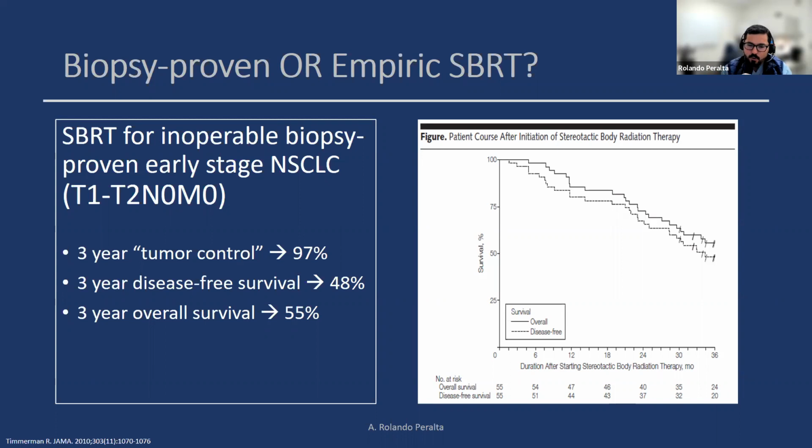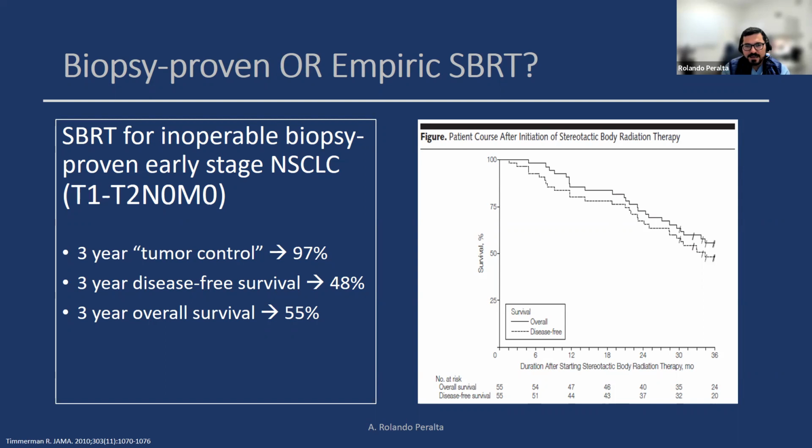They've studied SBRT for inoperable early stage lung cancer. The 3-year tumor control, and I put that in quotations, is 97%. The reason why I put it in quotations is because it's not cure, right? When you do radiation to an area, that area is going to be fibrotic later on, may have radiation-induced pneumonitis around it.